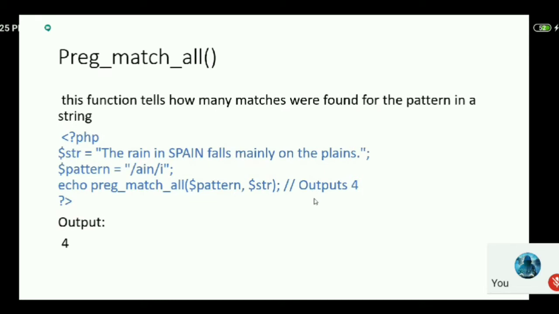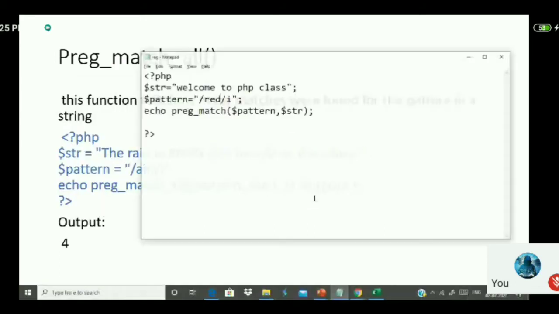So the difference between preg_match and preg_match_all is that preg_match will make only one match, whereas preg_match_all will match wherever the pattern is found. So wherever my pattern is found, in 4 locations, I'll get an output of 4.